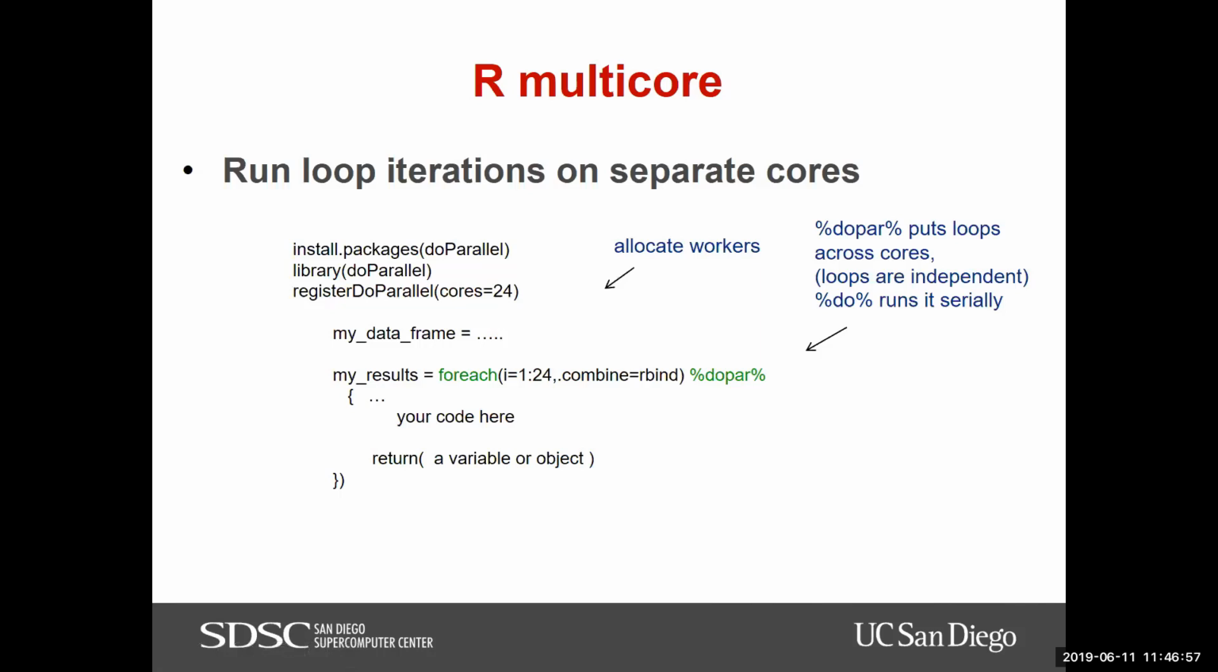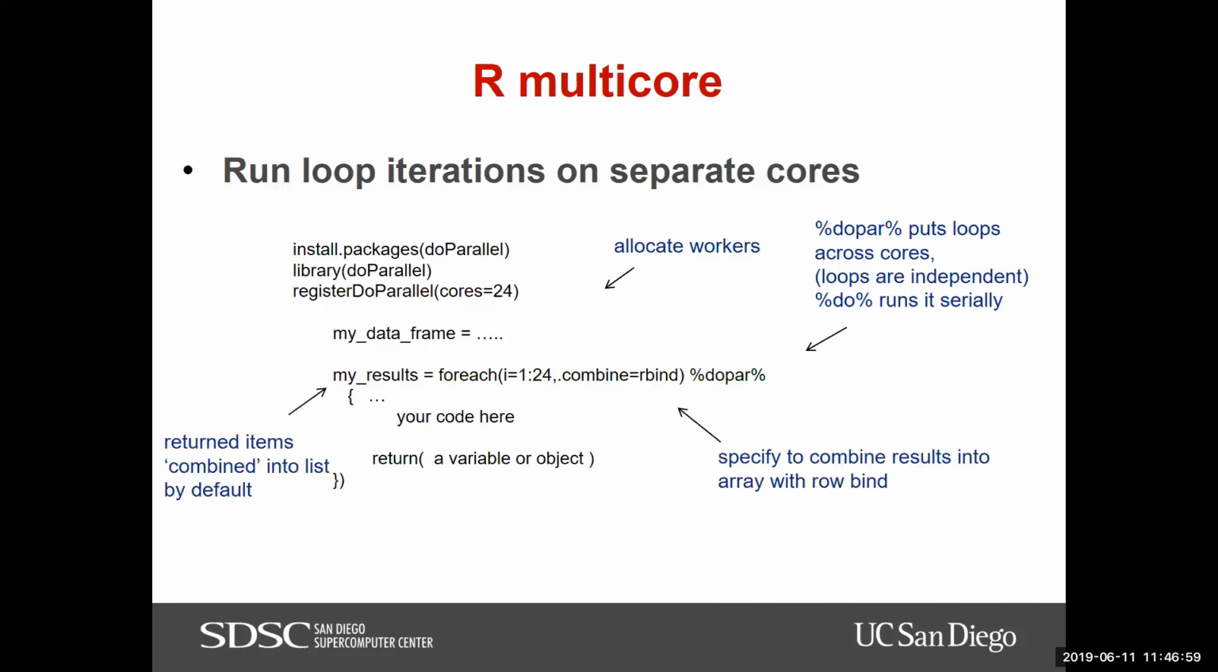You have to be careful of a couple of things. The returned items get combined into a list, or you can specify how to combine the items. But the problem could be that if you have a big data frame, sometimes that gets copied a lot to all the cores. On Comet, a typical compute node has 128 gigabytes. If you have a data frame that's 10 gigabytes, and each core needs all those 10 gigabytes, you're not going to be able to use all the cores.